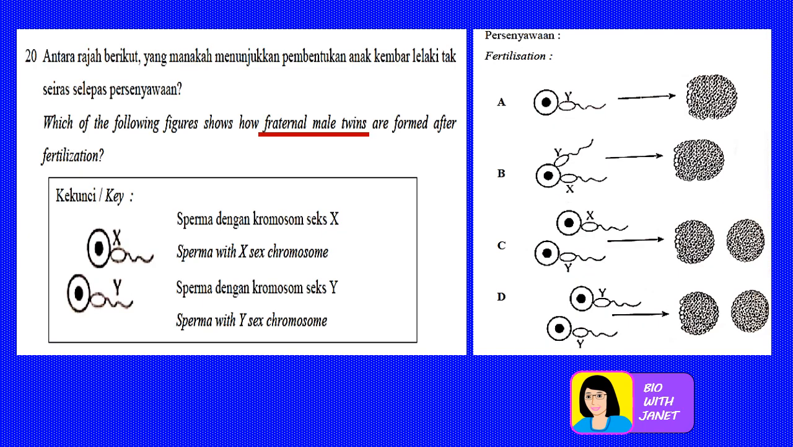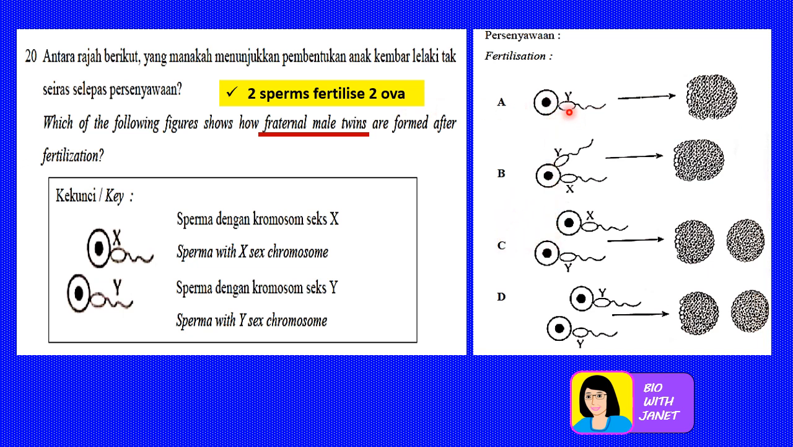Question 20. Which of the following figures shows how fraternal male twins are formed after fertilization? Highlight this word, fraternal male twins. These are our keywords. So fraternal, first let's discuss what's the meaning of the word fraternal. A pair of fraternal twins are twins formed when two sperms separately fertilize two ova. So look for the answer that has two ova.